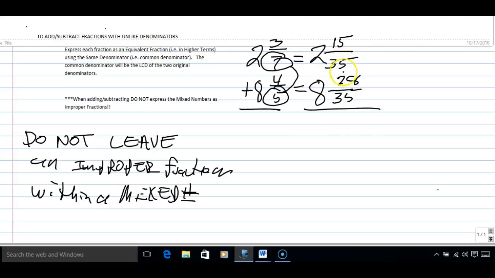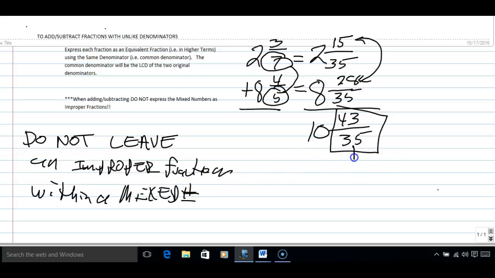So now that the denominators are the same, in order to add these two fractions, I'm going to simply add their numerators. So 15 and 28 is 43. Keep the common denominator, which is 35. Add the two whole numbers, and that gives me 10. And again, I have an improper fraction within the mixed number. So I don't want to leave that improper fraction within that mixed number.